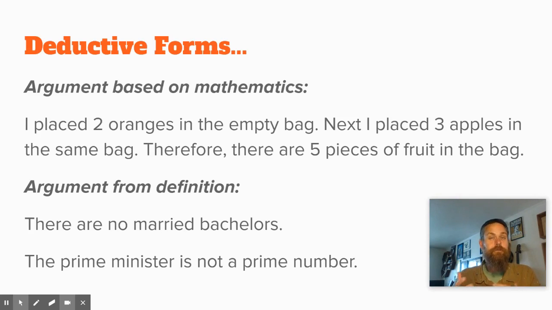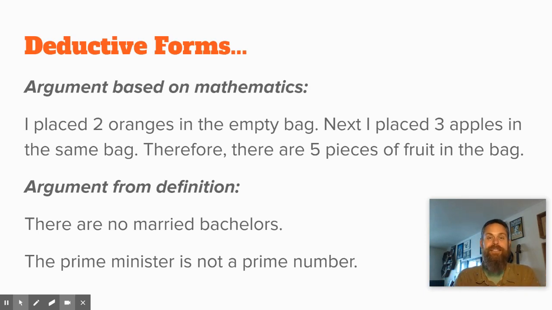Now, we also have this term fruit, right? So the second type of deductive form would be an argument from definition. We could argue that a definition requires something to be true. For example, there are no married bachelors. The definition of bachelor requires that that statement be true.